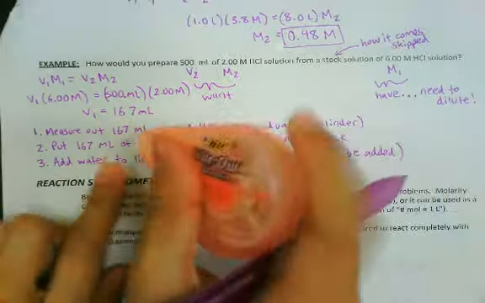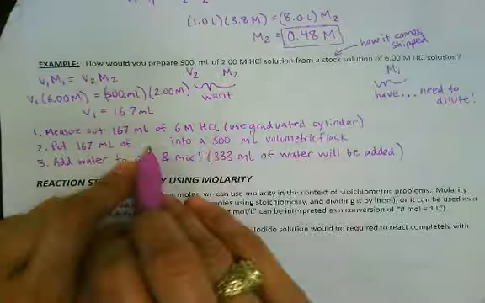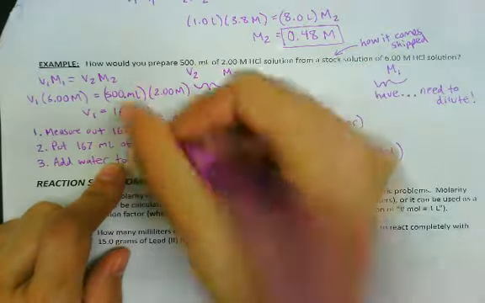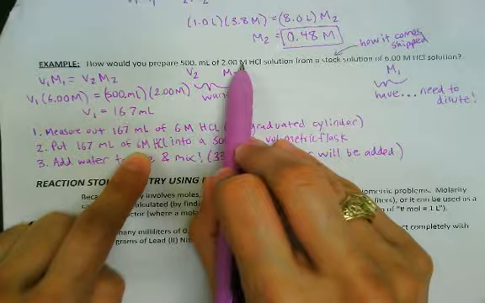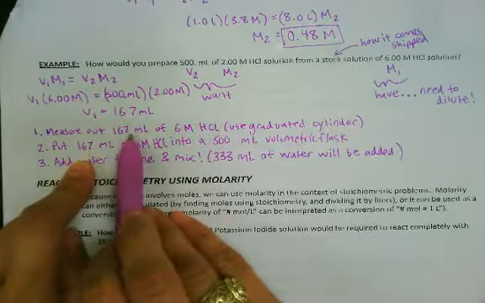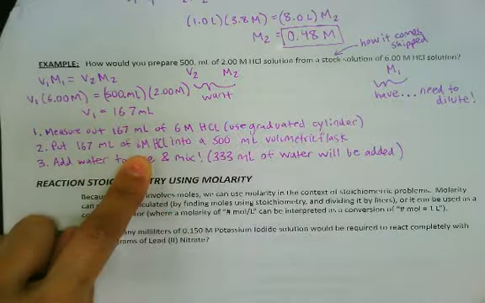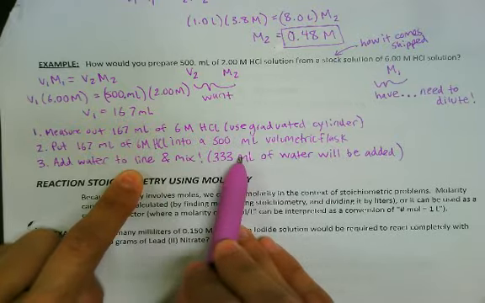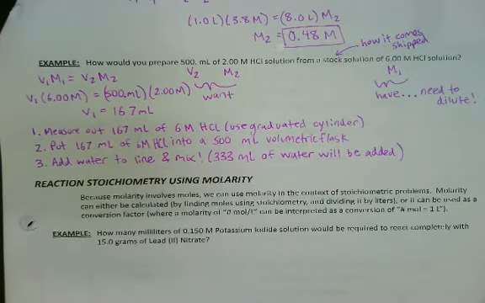Oh, great question. So the question is, in step 2, is it you're pouring in the 2 molar? No, it is the 6 molar HCl, because that's what we're starting with. So we have to measure out 167 milliliters of this, and then we put that amount into your 500 milliliter flask, and then we add water in and mix it. That water will dilute that 6 molar HCl down to 2 molar.